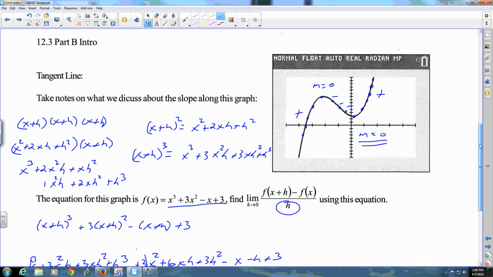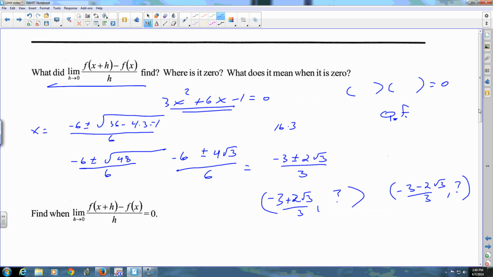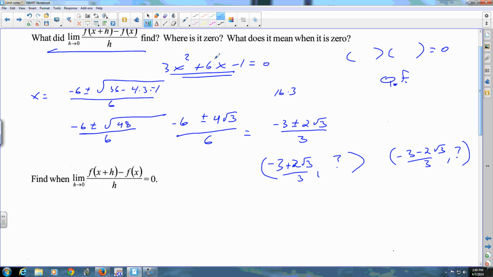Where is it? Right there. x cubed plus 3x squared minus x plus 3. You have to plug that back into these x values. It'll be gross to get the y value that goes with those. But that finds the minimum and maximum values on your graph. You're asking the derivative, where is it 0?